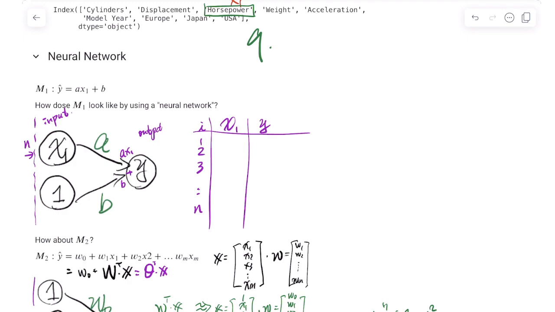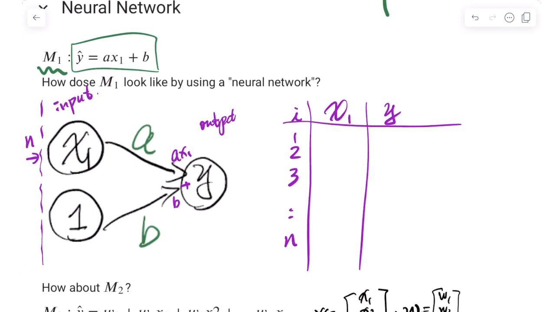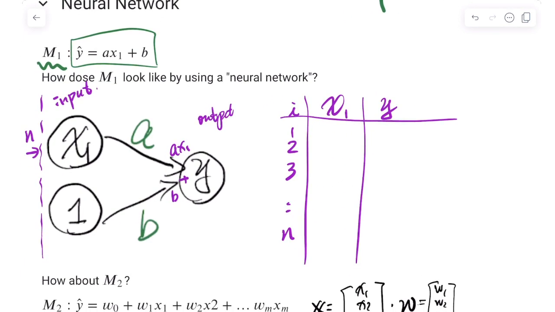We don't know, but it's worth trying, right? So the first model we'd like to try is a very simple linear regression. That is Y equals AX plus B, right? For a neural network, usually we don't simply write the model in mathematical form. Usually we can draw a network to represent the model.